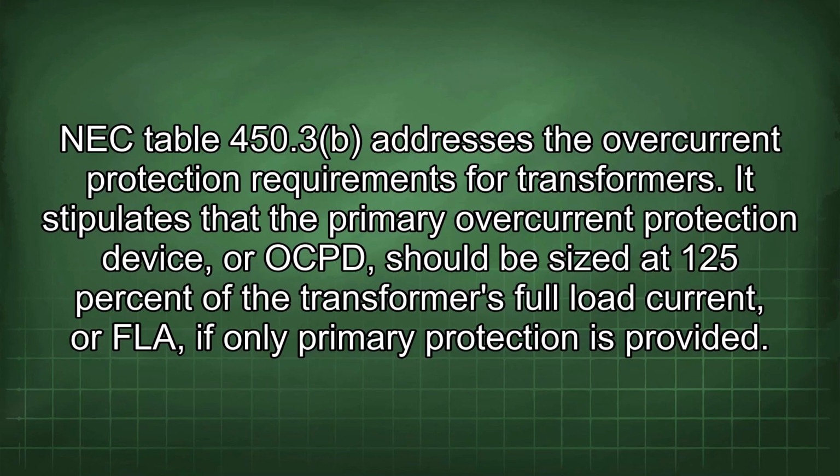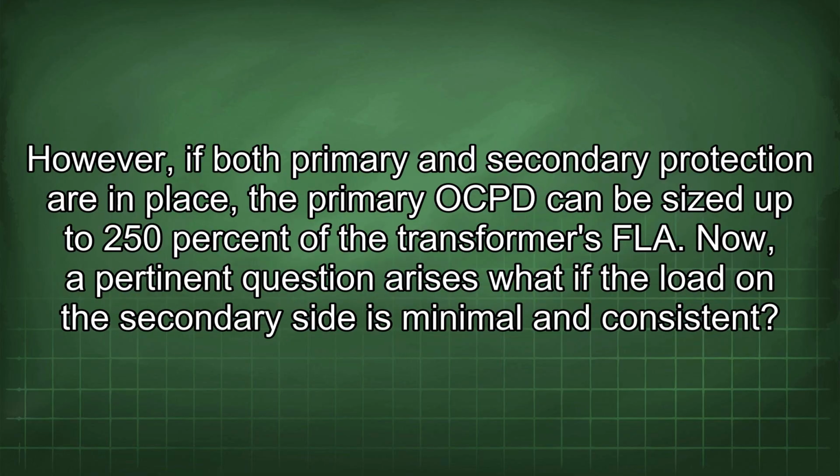NEC Table 450.3 addresses the overcurrent protection requirements for transformers. It stipulates that the primary overcurrent protection device, or OCPD, should be sized at 125% of the transformer's full load current, or FLA, if only primary protection is provided. However, if both primary and secondary protection are in place, the primary OCPD can be sized up to 250% of the transformer's FLA. Now, a pertinent question arises: what if the load on the secondary side is minimal and consistent?